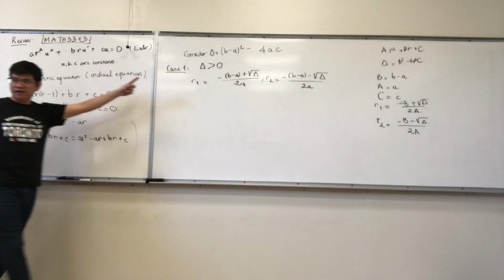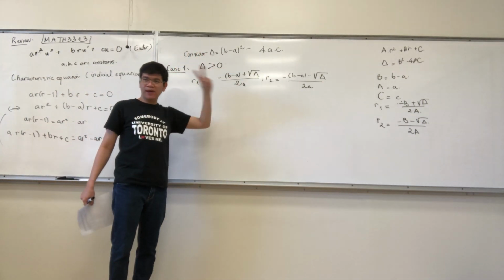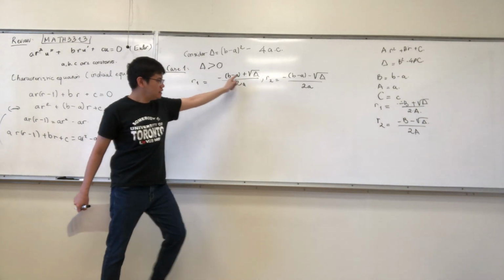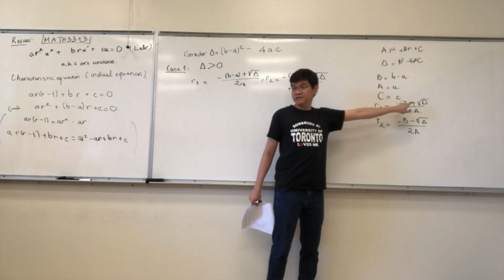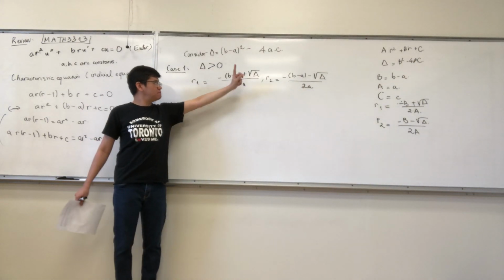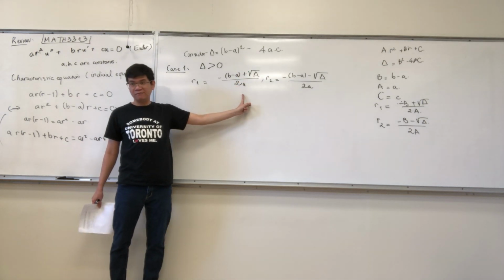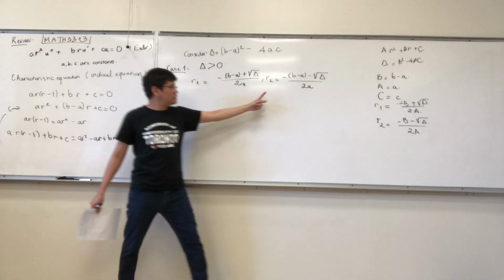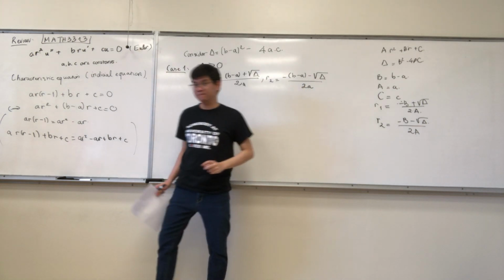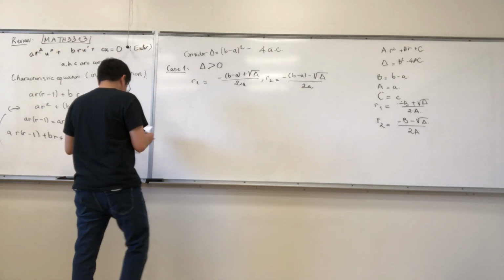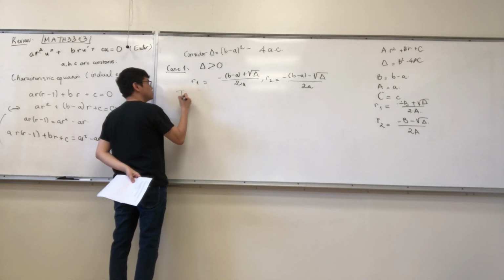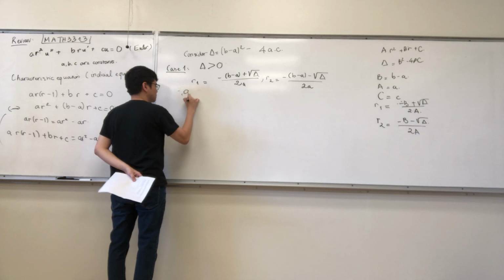In the first case, delta is strictly positive. You have two real roots. The first one is minus (B minus A), where B minus A is capital B. You're going to have minus (B minus A) plus square root of delta divided by 2A. And the second root will be minus (B minus A) minus square root of delta divided by 2A. You're going to have two general solutions.